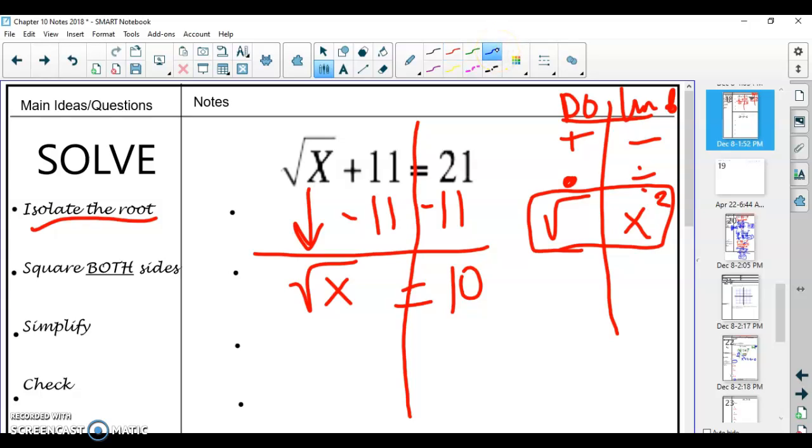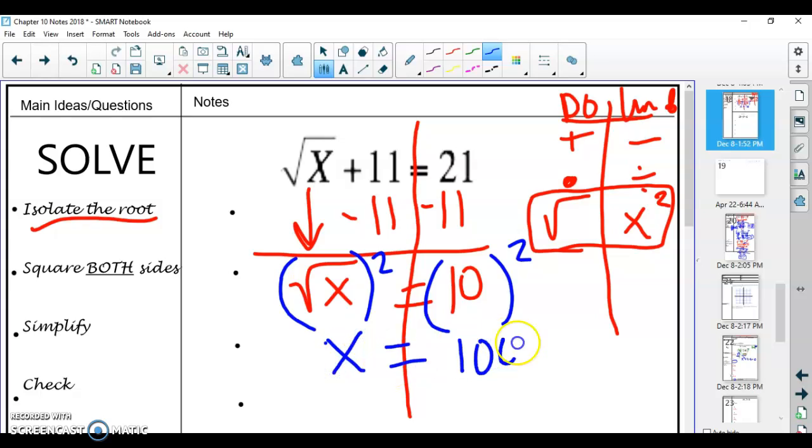So now I'm going to square both sides. A lot of people are good at squaring the left side, but not the right side. But if you do one thing to one side, it's kind of like a teeter-totter. Someone hops on one side of the teeter-totter, the other person goes flying if you don't put equal weight over there. So now I get x equals 100.